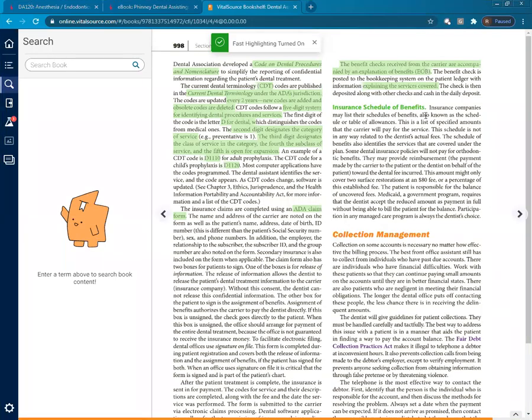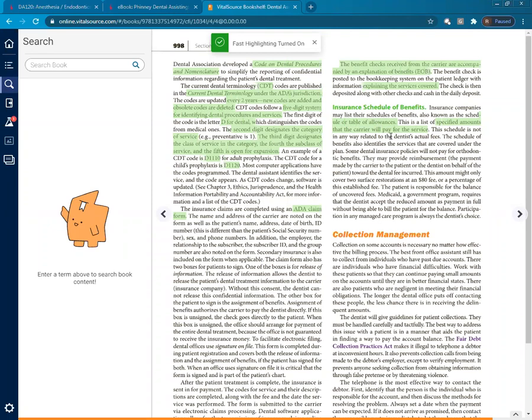All right, insurance schedule of benefits. So insurance companies may list their schedule of benefits, also known as the schedule or table of allowances. This is a list of specified amounts that the carrier will pay for the service. So it doesn't matter what the dentist decides his fees are, okay? The schedule of benefits is what they will pay. So if they decide to accept that insurance, then that's what they accept.